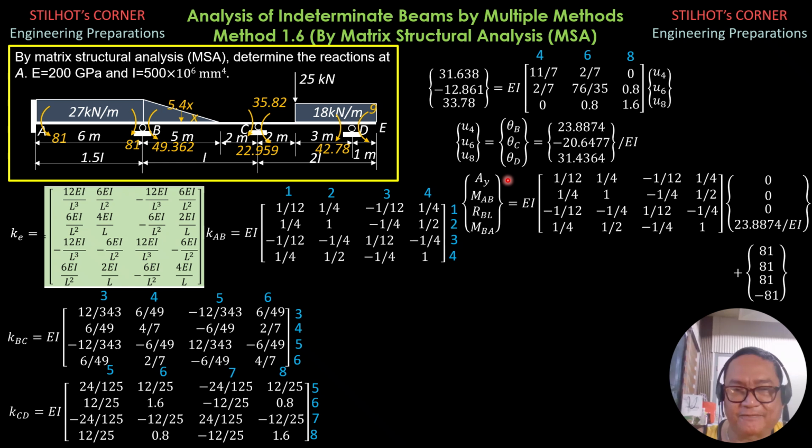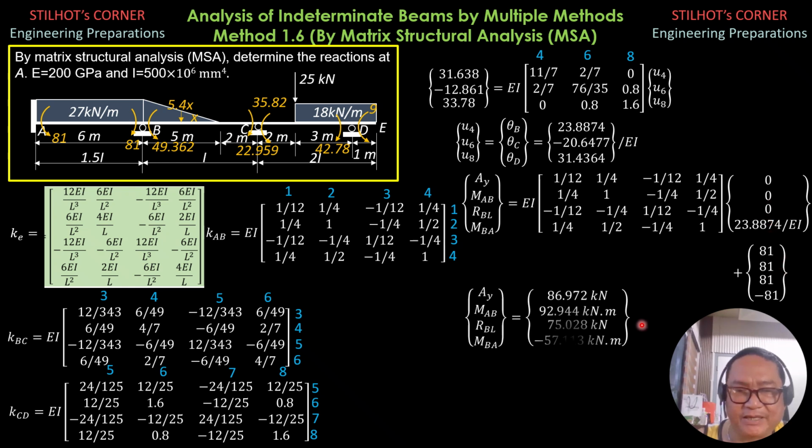So AY therefore is, because these are all zeros, 1/4 of 23.8874 plus 81. Then moment AB is 1/2 of 23.8874 plus 81. These are the results: AY, MAB, RB left, MBA.